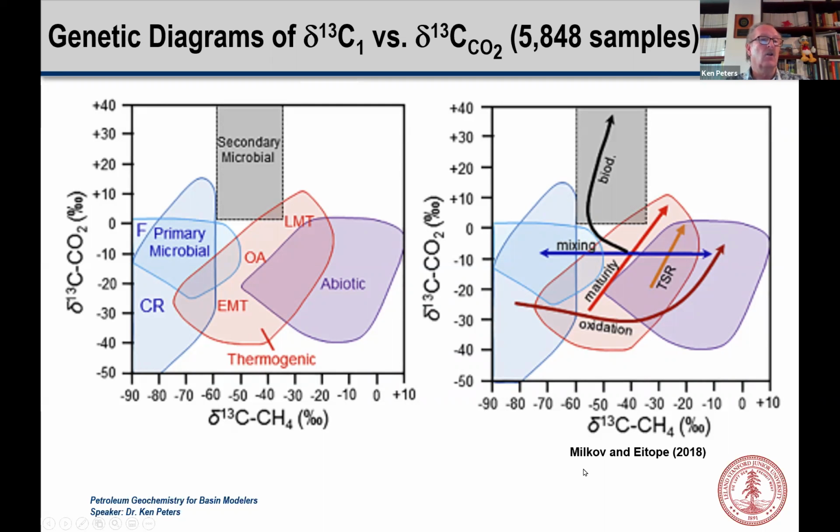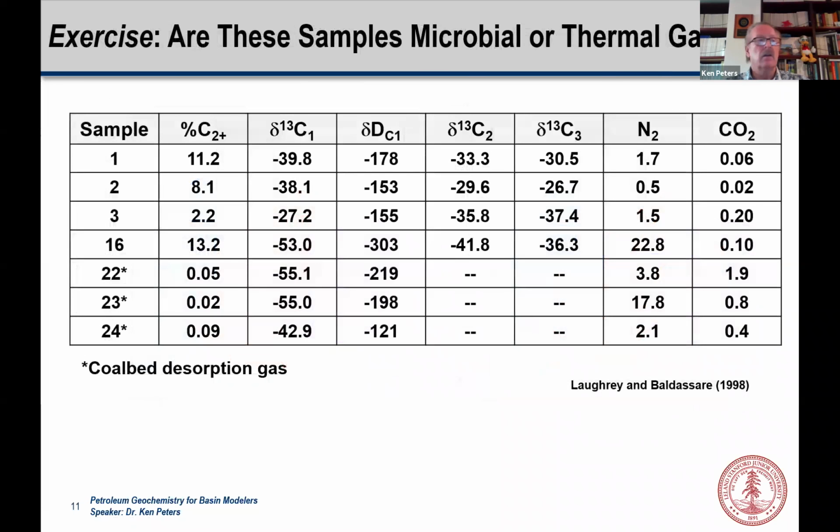So again, here are the processes. I'll leave you to look at the Milkov and Etiope paper if you want to look in more detail. Here's an early quiz that I will go through with you to speed things up a little bit. This is some data from Lorant and Baldassare in 1998, and I just pulled that data from their paper, and I'm showing you pretty complete isotope and compositional analysis of some gases. You can look at these gases, and based on what I just told you, probably say something about the origin of these gases.